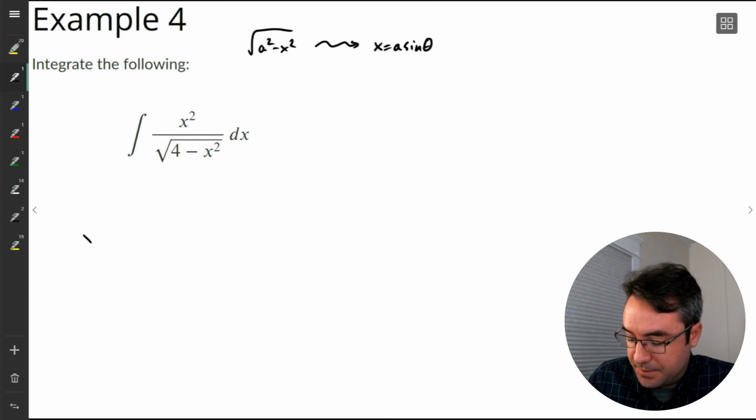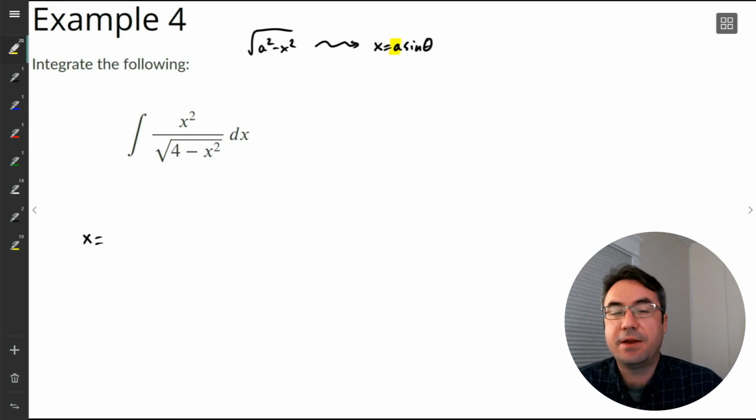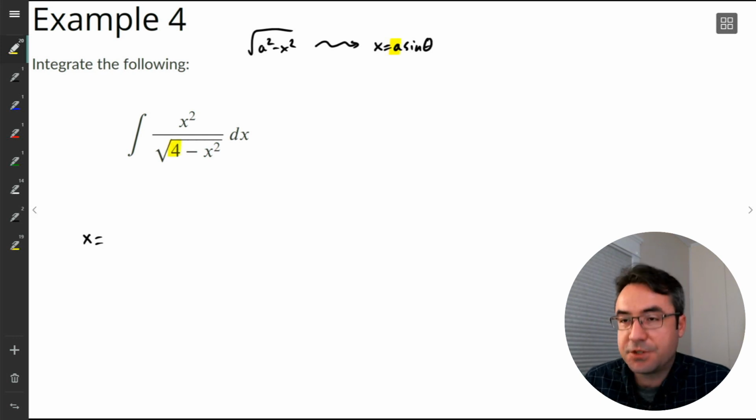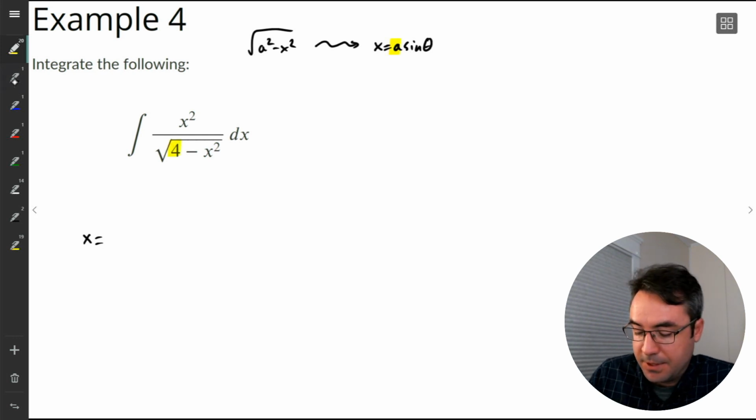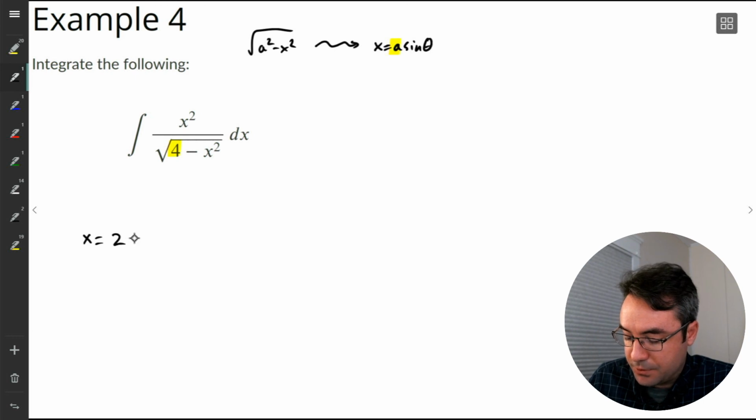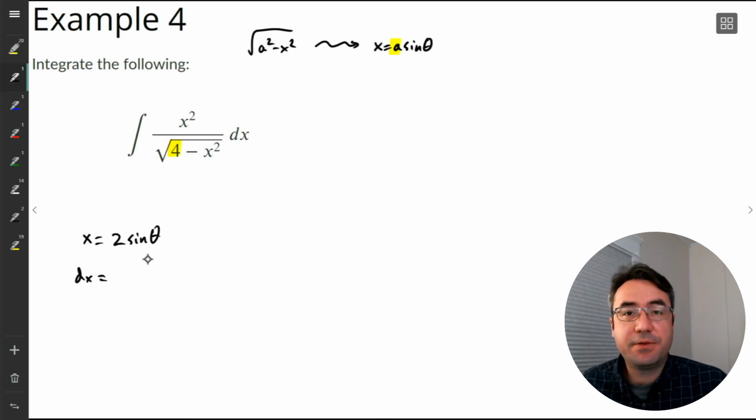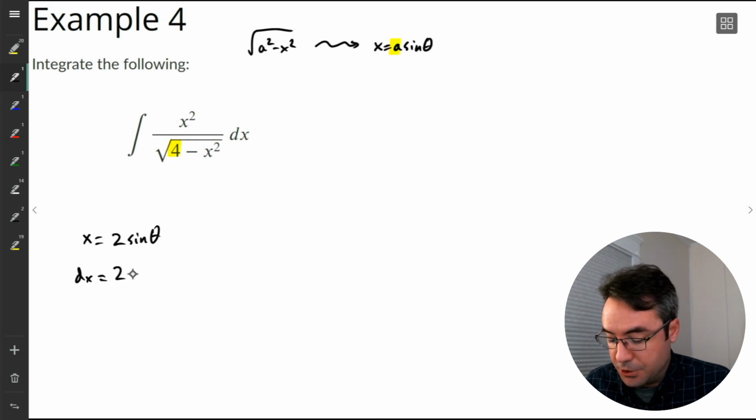All right, so let's do it. And again, the first thing we need to do once we decide on which format to use, we have to figure out a. And a is just the square root of that constant term. So it's just going to be 2, square root of 4 is 2, times sine theta. Then we calculate dx. So what's the derivative of sine? It's cosine. So 2 cosine theta d theta.